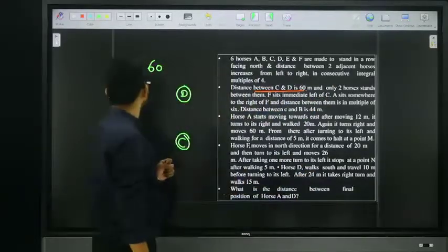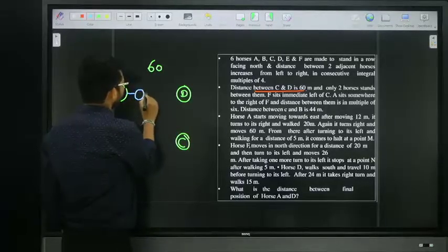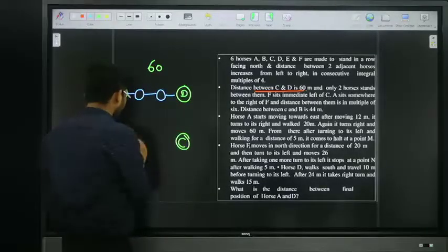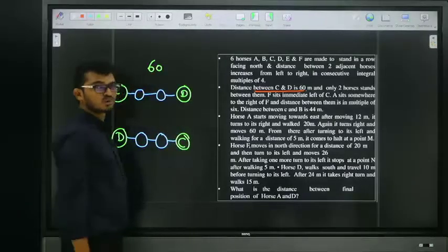That means, friends, between C and A we have only two horses. Here also, between D and C, we have only two horses.